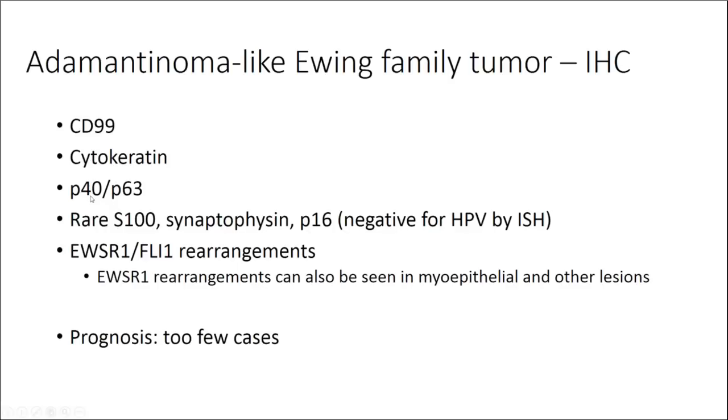You rarely might see some expression of neuroendocrine markers. They might express P16, but they should be negative for HPV by doing additional ancillary studies. And then you should see the EWSR1-FLI1 rearrangement by FISH, or if you want to do PCR for that. Now remember, this rearrangement can be seen in other types of tumors. So just the presence of a rearrangement without seeing the partner, you have to think about other types of lesions like myoepithelial tumors and things like that. And the prognosis at this point, there's so few cases that it's really hard to know exactly how they do.